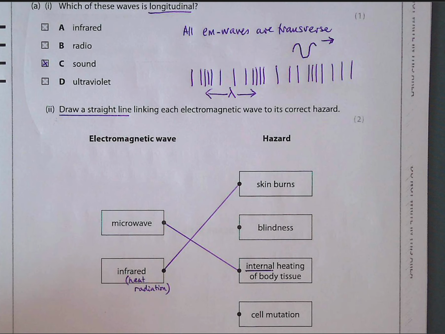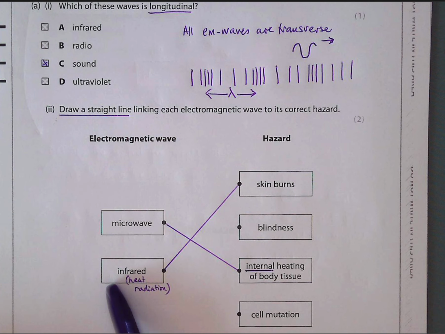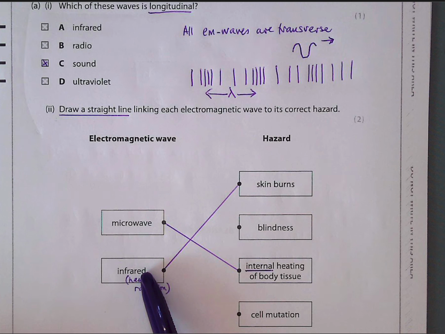So the things you need to know for the GCSE are uses of waves and also hazards. So the infrared can cause skin burns if you have too much. So that's like being in the sun for too long. The heat of the sun can burn your skin. And it's not the same as ultraviolet, which gives you a tan. The burning is due to infrared.